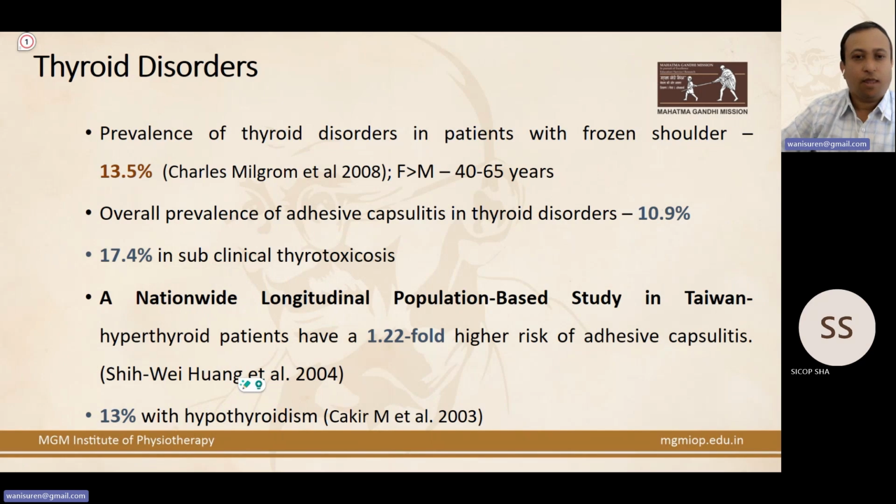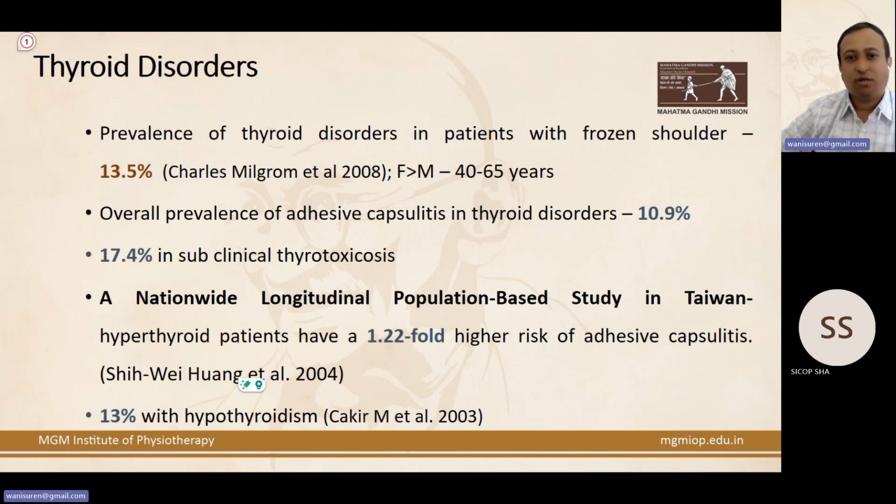Now, the second disorder is the thyroid disorder. The prevalence of thyroid disorders in patients with frozen shoulder was found to be around 13.5%, and it is more common in females than males, in the age range of 40 to 65 years. Another study has confirmed the prevalence of adhesive capsulitis in patients with thyroid disorders. It was around 11%.